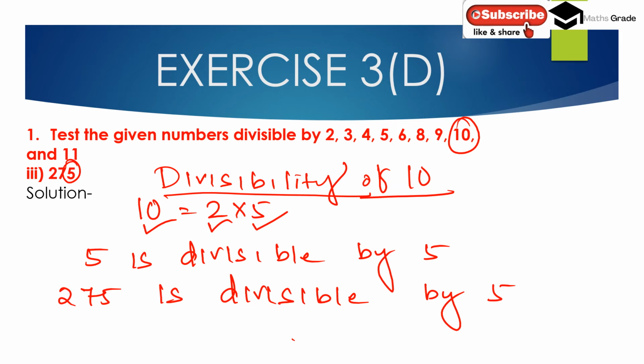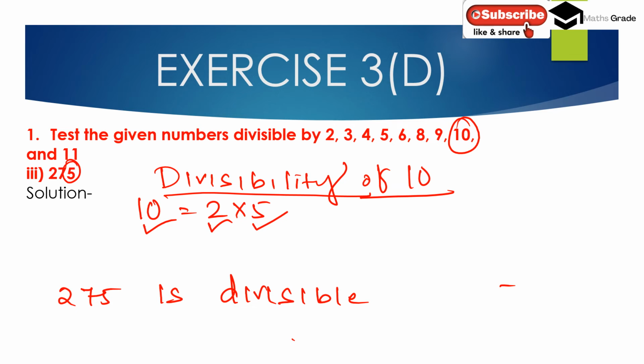275 is not divisible by 2 because the last digit 5 is not divisible by 2, and 275 is divisible by 5 only. So 275 is not divisible by 10, because it is not divisible by 2. So this number 275 is not divisible by 10.